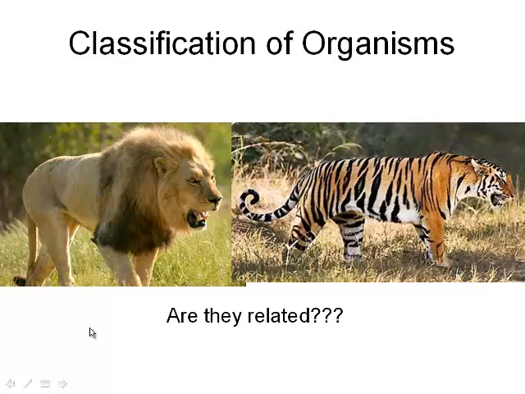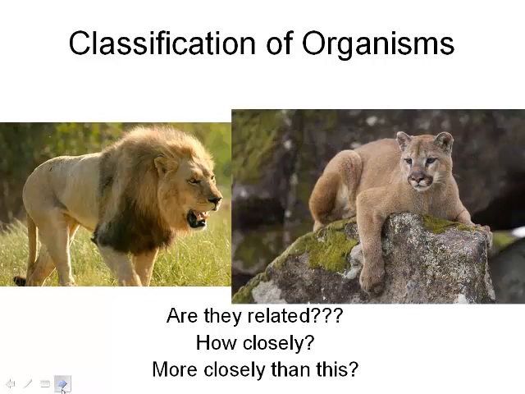So let's look at these two organisms. We have a lion and we have a tiger. And a question that would come up in science is, are they related? And a more specific question would be, how closely are they related? Are they more closely related than a lion and, say, a mountain lion? Well, that's what you need to decide.